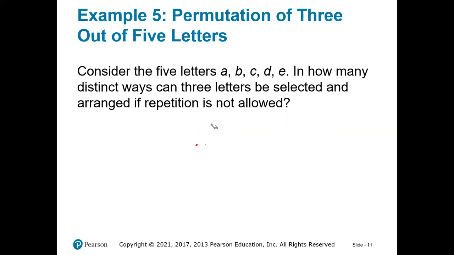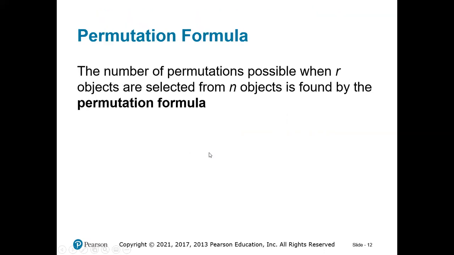As I told you before, we can put this into a formula by itself. So let's do the solution. Like I told you, it is 5 times 4 times 3, which is 60. Well, in general, we have this formula here. It may sound too difficult, but it's not really. The number of permutations possible when r objects are selected from n distinct objects is n factorial divided by n minus r factorial.